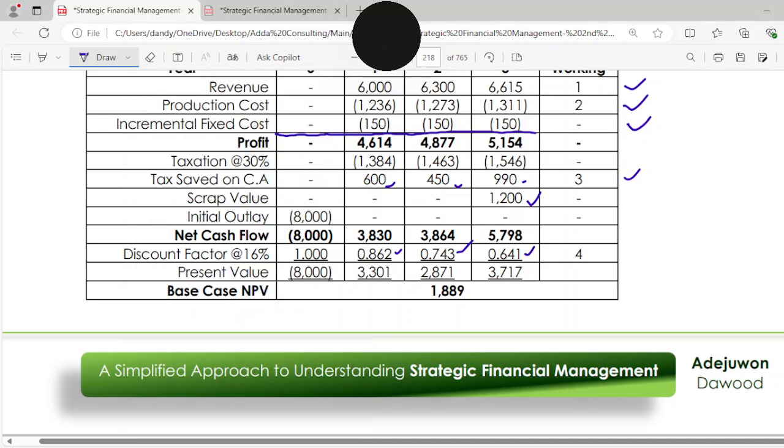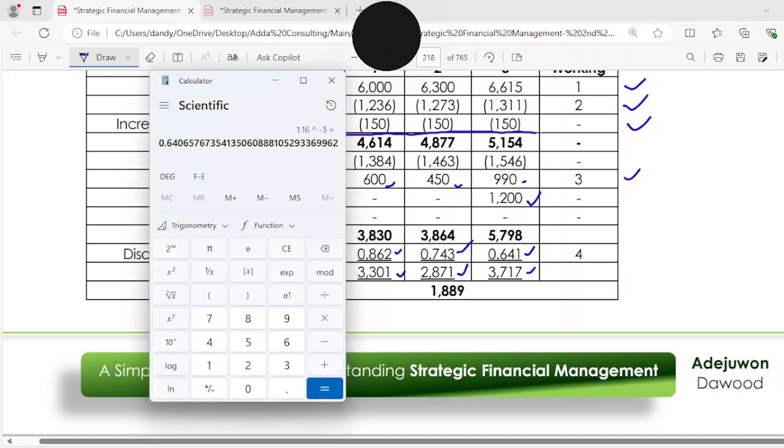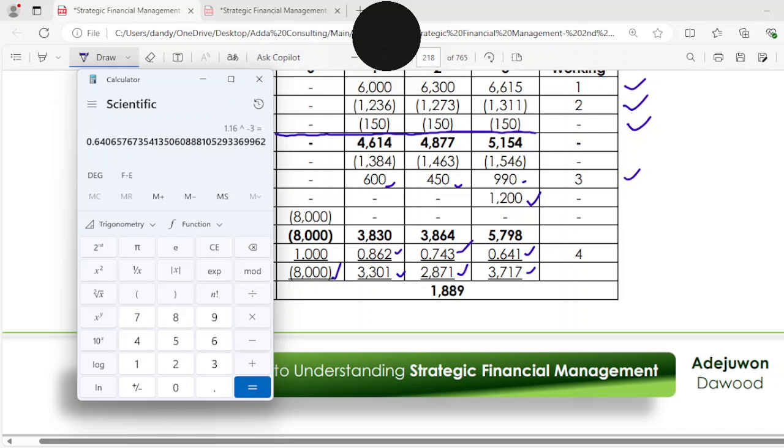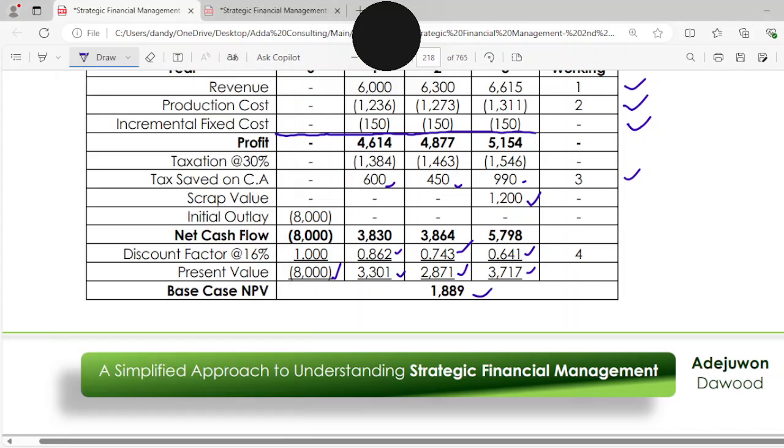By the time you multiply, this will give you 8,330, 1,287, 1,371. So you add up for us to get our base case NPV, which is the fourth step. The base case NPV represents the difference between positive present value and the negative present value. So you are supposed to add up all the positive present value together, then you now less the negative present value. So the difference is 1889. So that is our base case NPV. So you keep this base case NPV on one side, then you now do the PV of financing effect. So let's calculate the PV of financing effect.